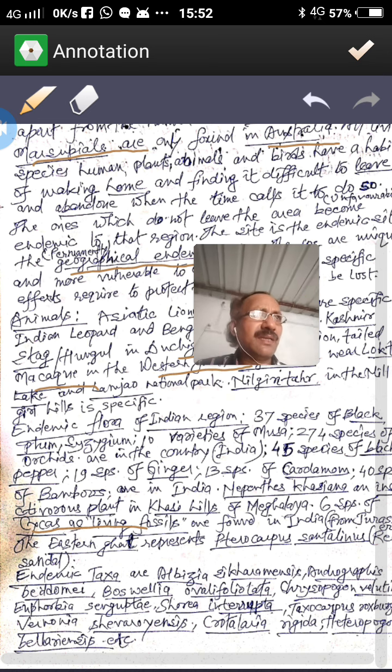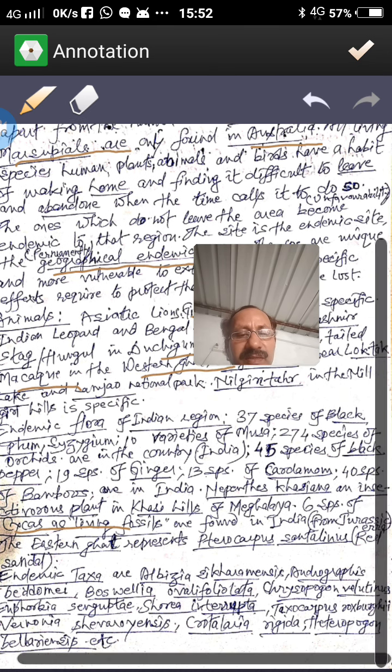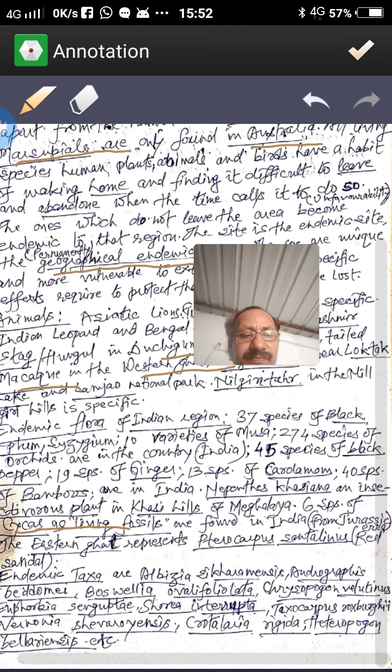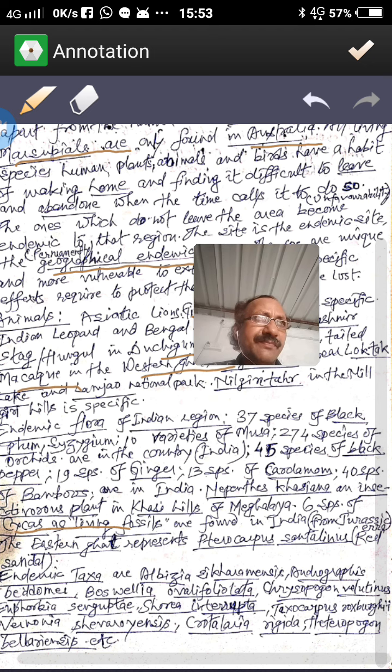Six species of Cycas. It is a living plant, a living fossil, which would have been available from the Jurassic era, and which had been available since that era. Jurassic era means crores of years ago.